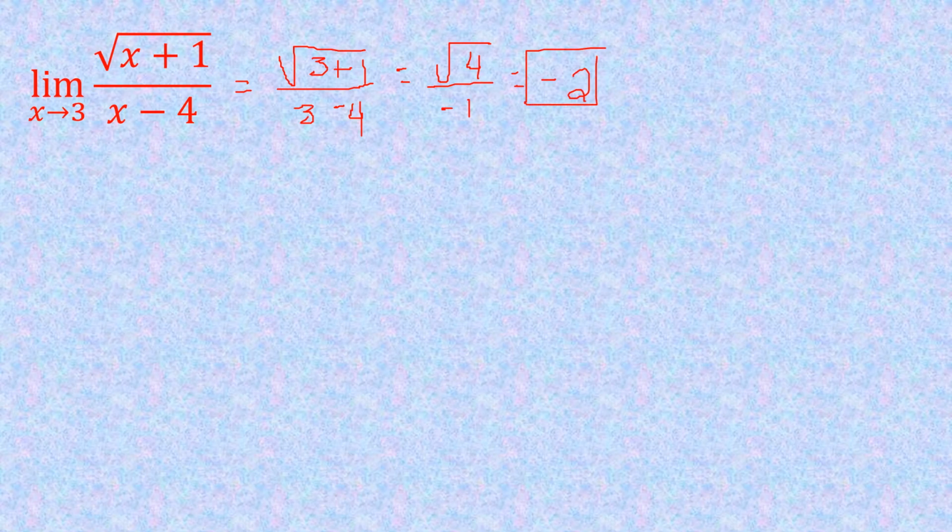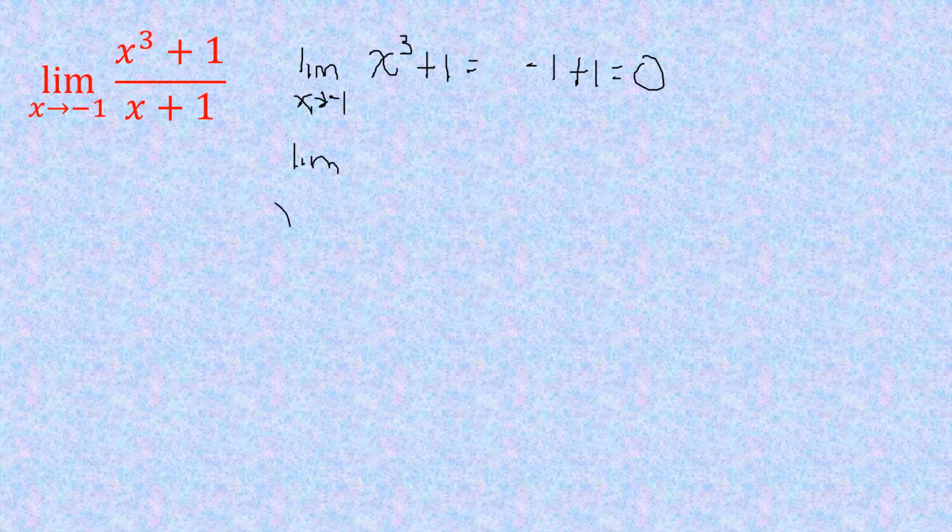So what does that look like? That's simply going to be the square root of 3 plus 1 over 3 minus 4. And because I'm actually substituting in, I did not write the limit. So that'll give us the square root of 4 over the square root of -1. So our answer is -2. And that is a simple direct substitution. Easy peasy.